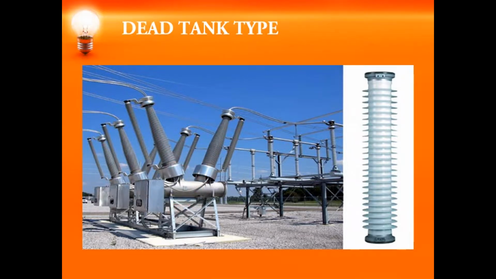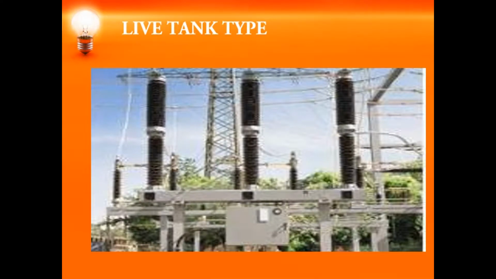Whereas in the live tank type circuit breaker, the circuit breaker switching unit is located inside this insulator bushing, which is always at the line voltage, connected to the line voltage. When you compare the live tank type and dead tank type circuit breaker, the live tank type circuit breakers are cheaper and they require very less space.